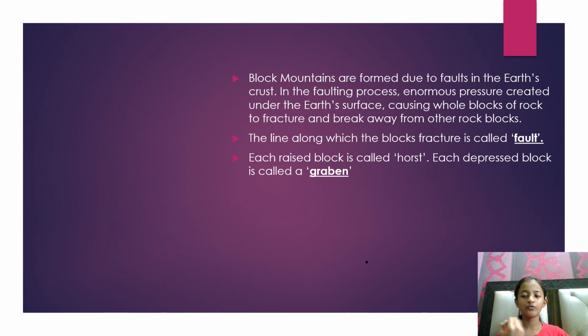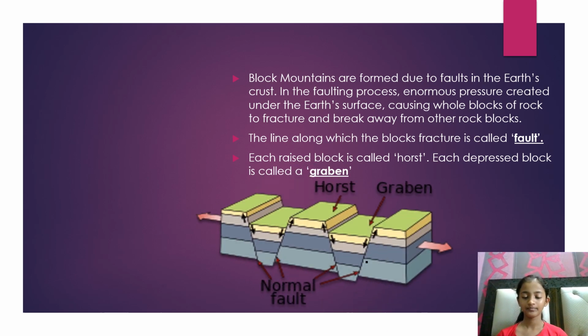In the fold mountains section, we learned that anticline is the raised block, elevated. Anticline is a raised fold, and the depressed fold is the syncline. Here the raised block is called horst and the depressed block is called a graben. We learned this. Now let's see a block mountain structure. There is a normal fault and horst and graben. Now you see graben is the depressed part and horst is the raised part.